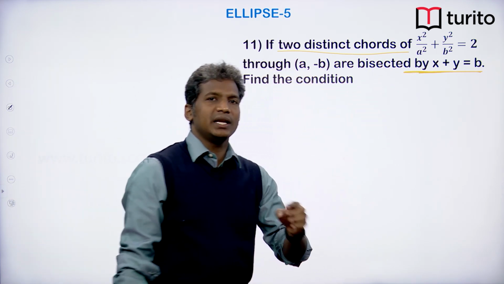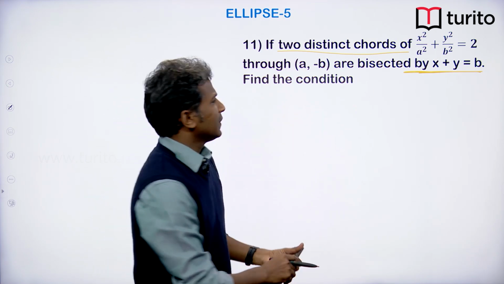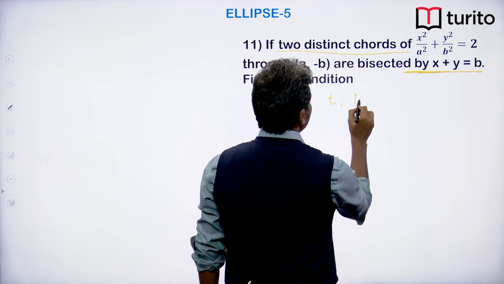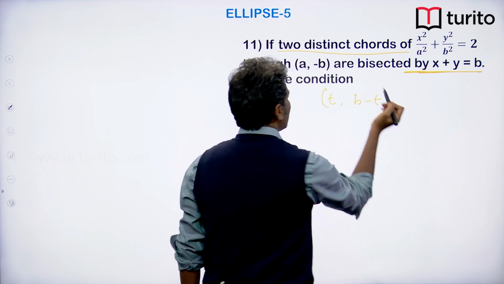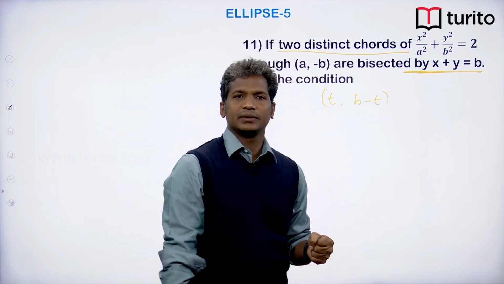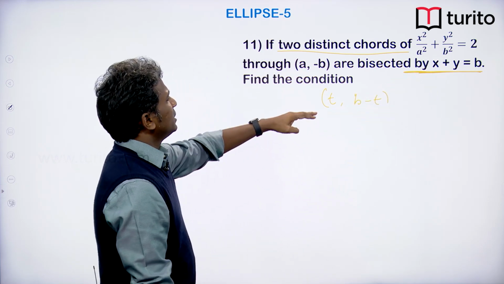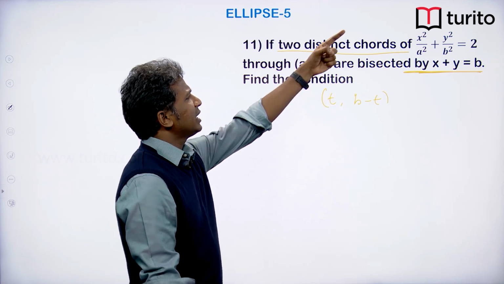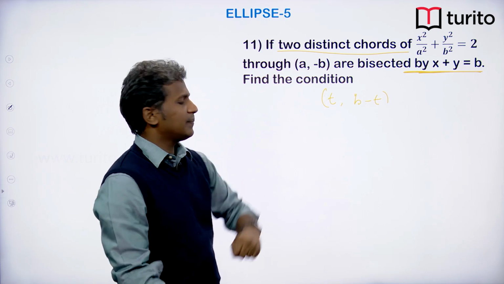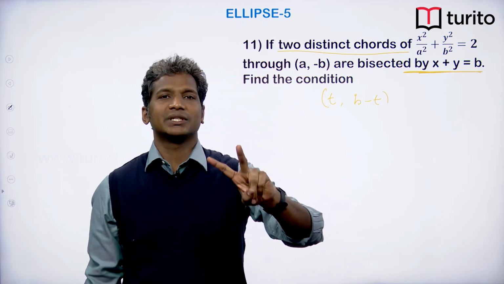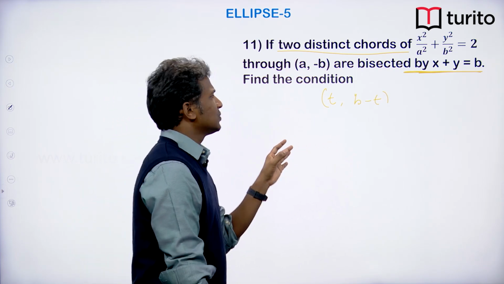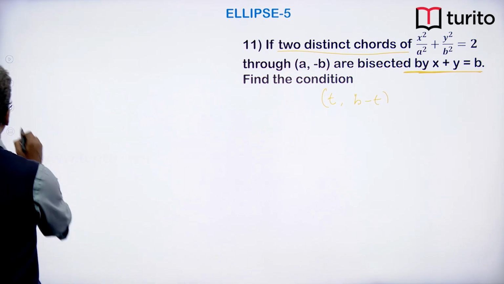So, let us take any one point on this line. Suppose if I put x equal to t, y becomes b minus t. So, this can be any parametric point on this line. Now, taking this as midpoint, if I can get the equation of the chord and substitute this point there, then I should be getting two solutions for t. This is again along similar lines. So, let us just solve it very quickly.